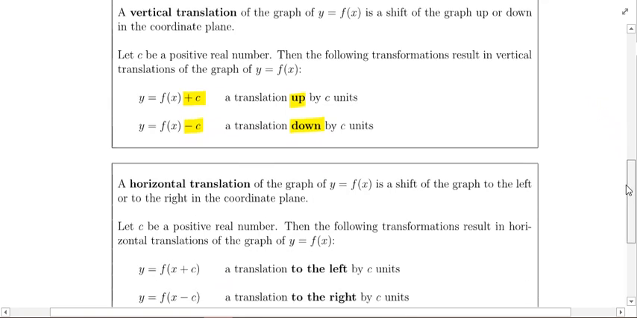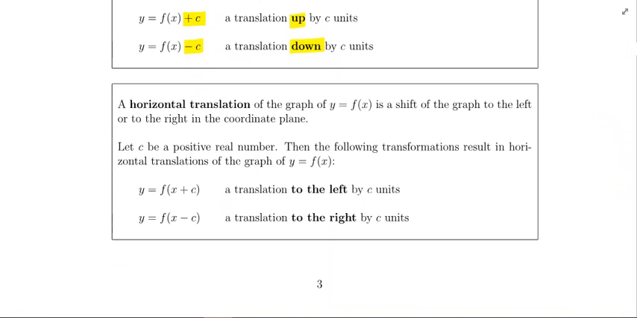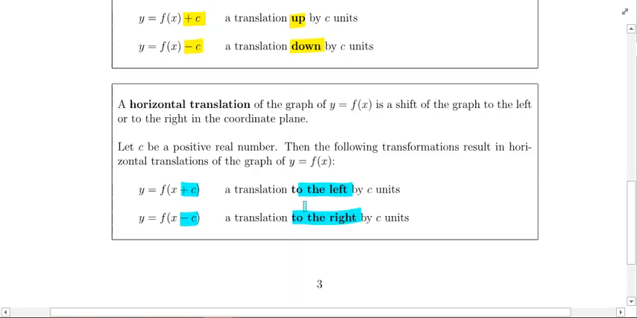On the flip side, if you do a horizontal translation, you're going either left or right. Again, f of x is representing your basic function. When you look at this, again, it's mathy, but you are now adding inside the parentheses. If you look at this line right here, if you're adding inside the parentheses, that means you're going to the left by that many units. If instead you are subtracting inside the parentheses, you are going to the right by that many units.